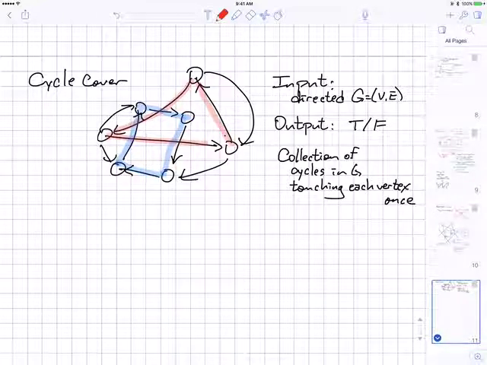I'm sorry? I don't know. Maybe not. Yeah, the answer might be no. There is no cycle cover. In which case, whatever your algorithm will eventually be, it should correctly return no. Right? It doesn't always exist.